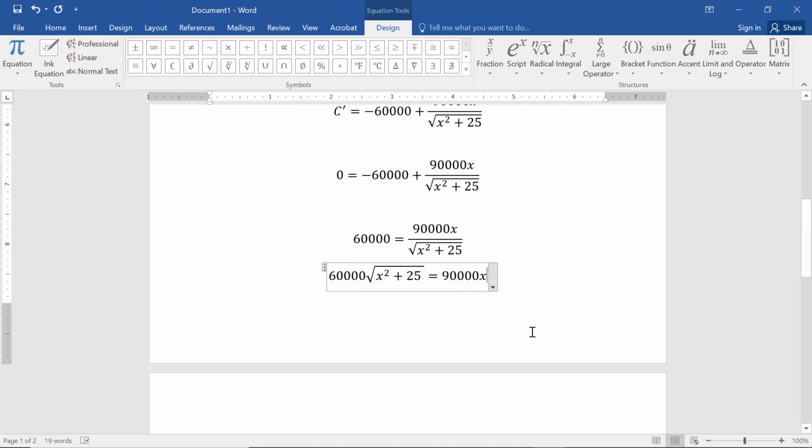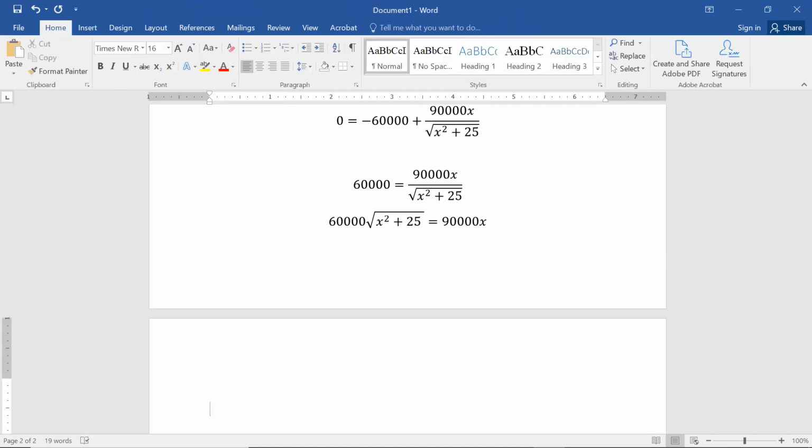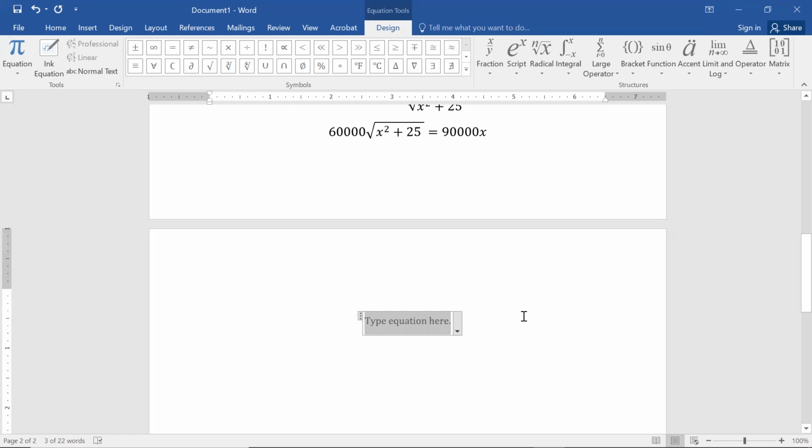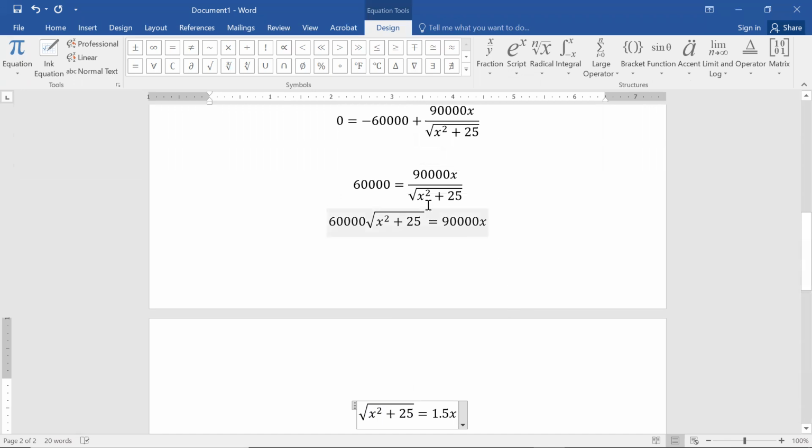You end up with the square root of x squared plus 25 equals 1.5 times x. Now I'm going to square both sides. Again, the book squares both sides at this stage, and that's perfectly fine. Just if you square both sides at this stage, you're dealing with pretty big numbers.